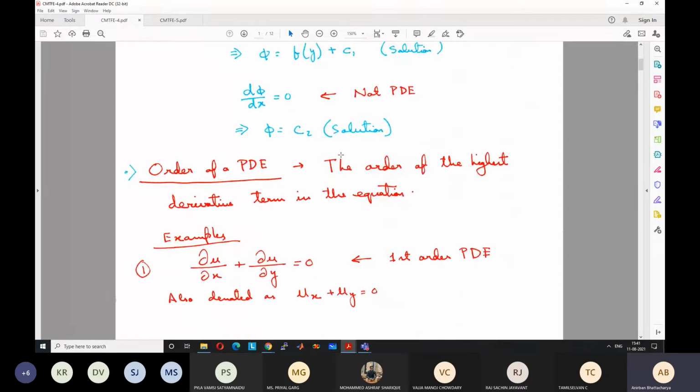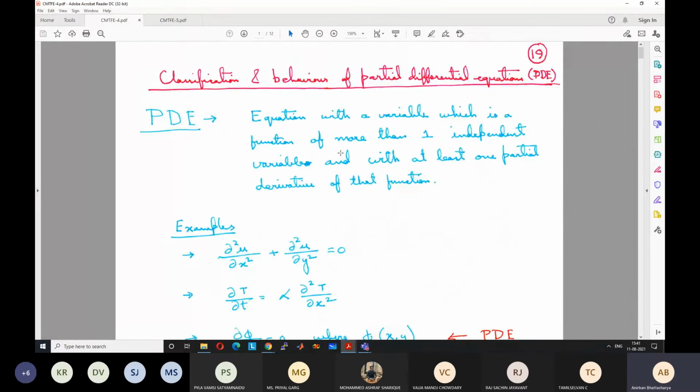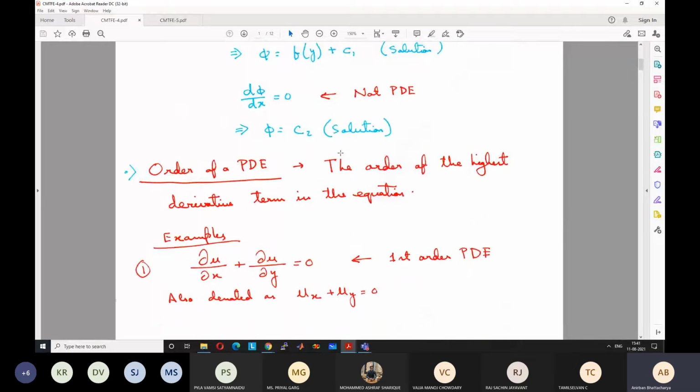So there are some important terms here. Again, these things should have been taught to you long back, but let us just revisit them once to refresh our memory. So, order of PDE.